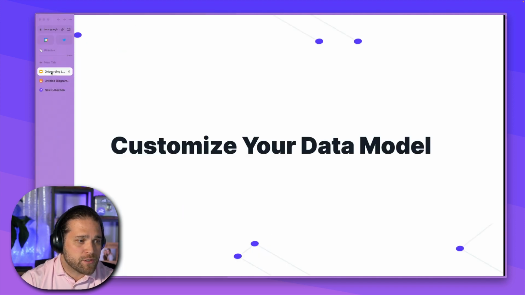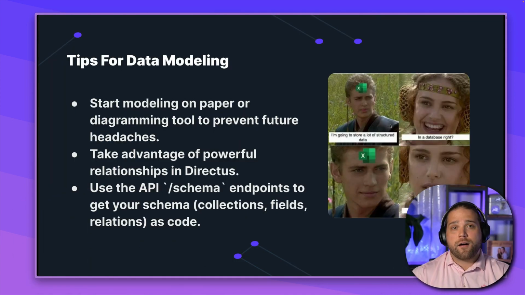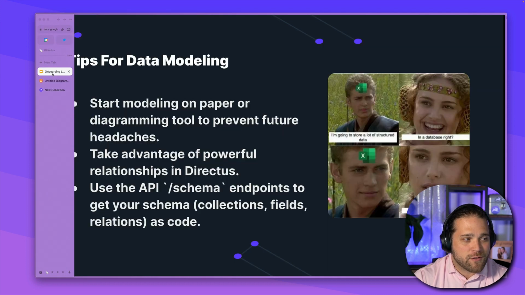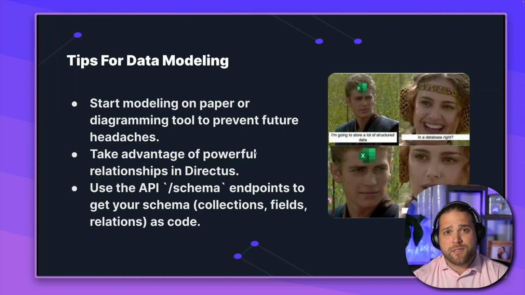Let's dive into just a couple of quick tips on customizing your data model. My first recommendation is when you're working on more complex projects or even just simple projects to start out with, it can be helpful to model your data on paper or a diagramming tool like draw.io or FigJam, whatever tool that you prefer, just to get an idea of how everything maps before you start building inside Directus.